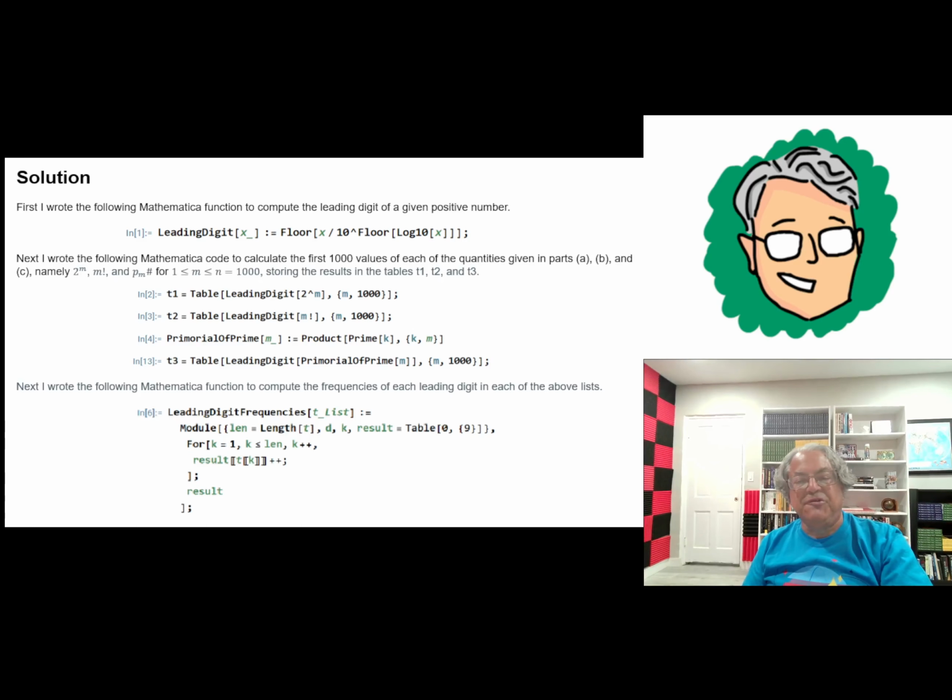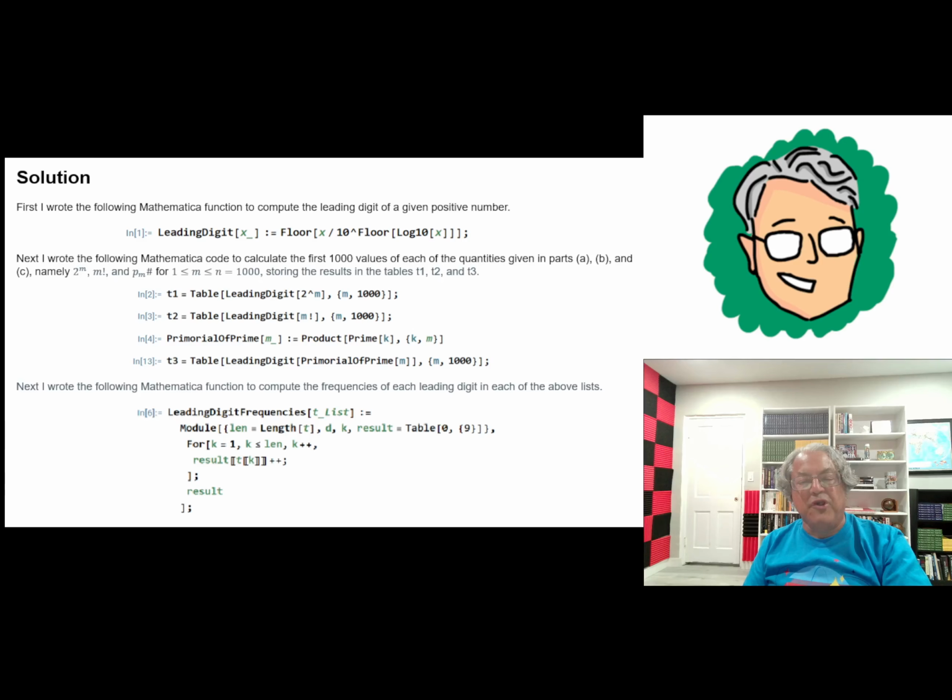So, for instance, the leading digit of 627 would be 627 divided by 100, which is 6.27. We're taking the floor, and that'll give us 6. So I think you kind of see how that works. Anyway, once we have this leading digit function, we can use it to calculate the leading digits of each of the sequences in our problem statement, parts A through C.